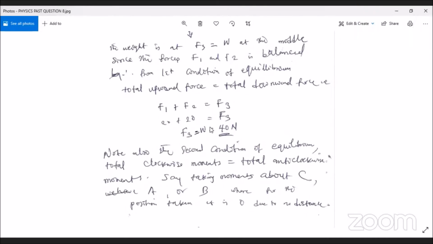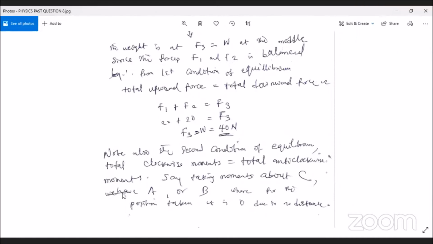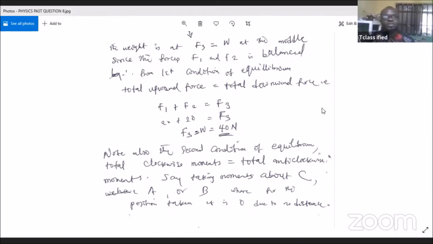So, sir, anytime they say we should find weight, it's always in the middle. No, what we're always looking for is not in the middle.